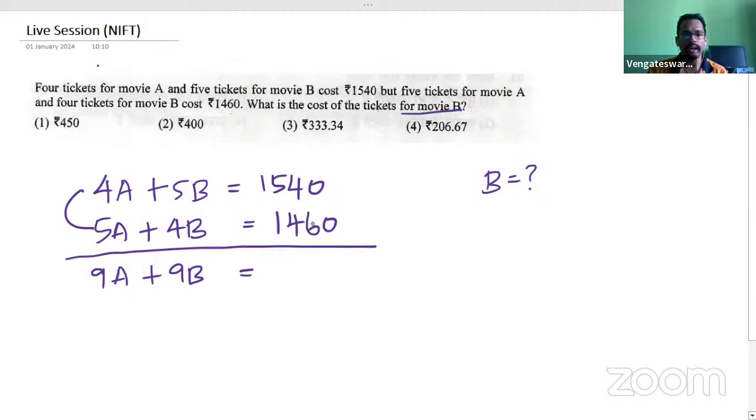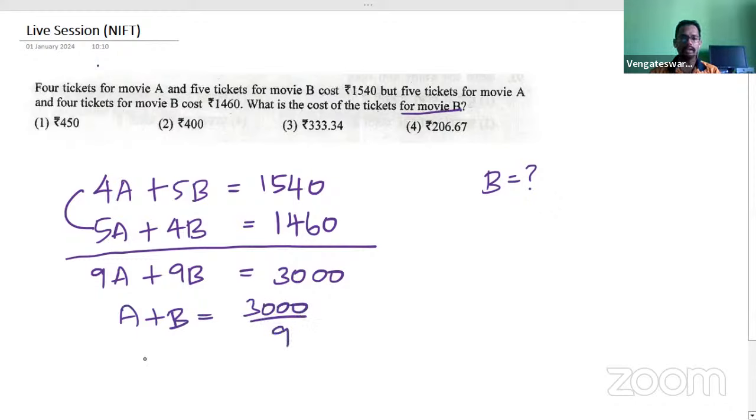1,460. Now, when I add these two equations, I'll be getting 3,000, exactly 3,000. So 9A plus 9B is 3,000. That means A plus B will be 3,000 by 9. A plus B is going to be 3,000 by 9, which is the same as 1,000 by 3, 333.33. Now we got this.